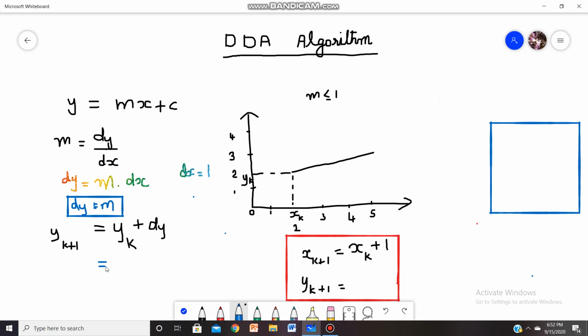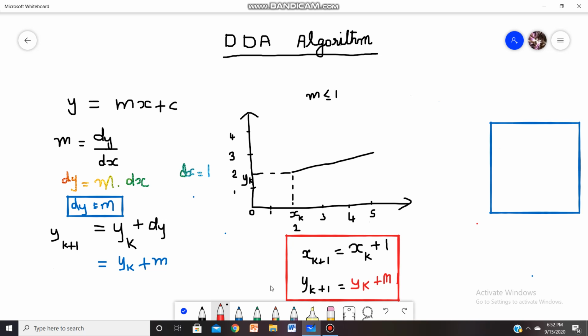So how can I write my equation? My equation can be written as yk plus 1 is equal to yk plus m. So the first case is over, that is for lines with the slope m less than or equal to 1: xk plus 1 is equal to xk plus 1 and yk plus 1 is equal to yk plus m.